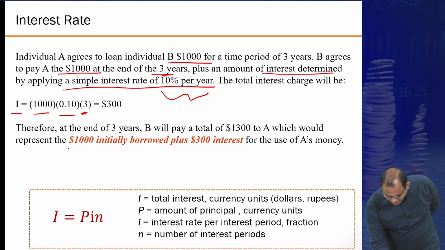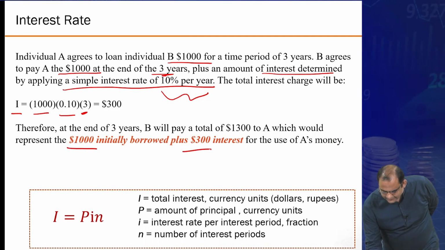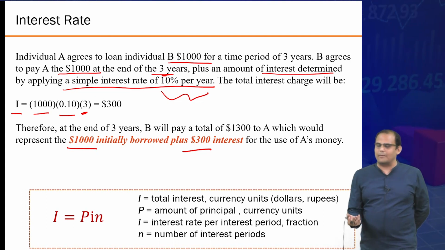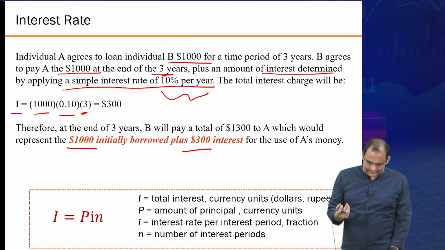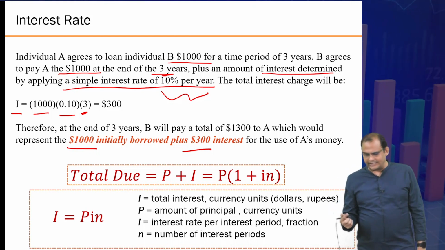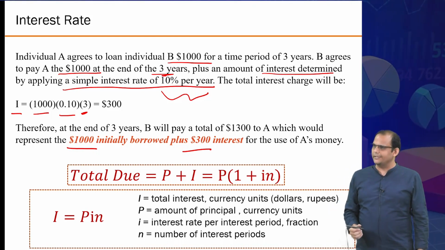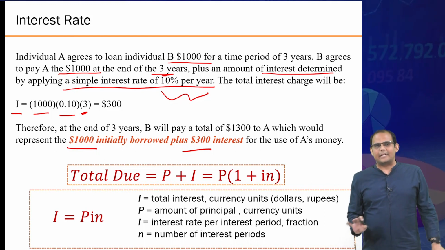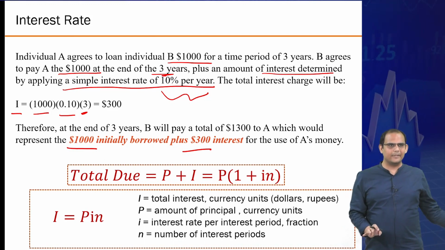So this is pretty simple. So $1,000 becomes $300 interest. So the total amount which A will be getting back is P plus I, which is P into 1 plus IN. In this case, that will become $1,300, right? Any confusion in this simple example?